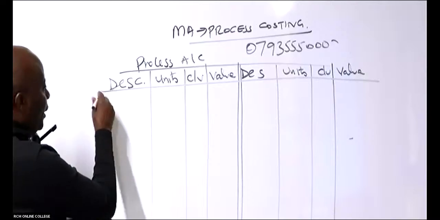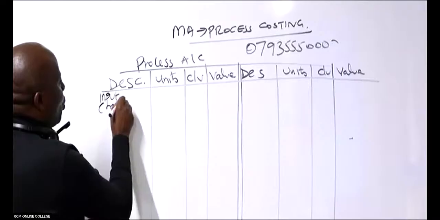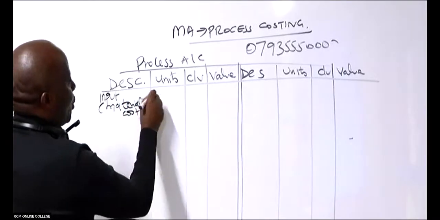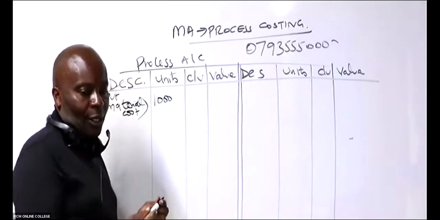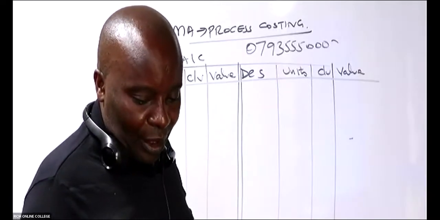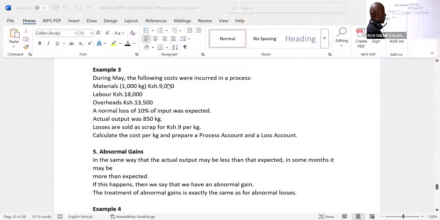So we have here the input, which basically will lead to what we call material cost. So 1,000 units. And what is the total value of these 1,000 units? You can see they are here, 1,000 units, costing 9,000. The value is 9,000.